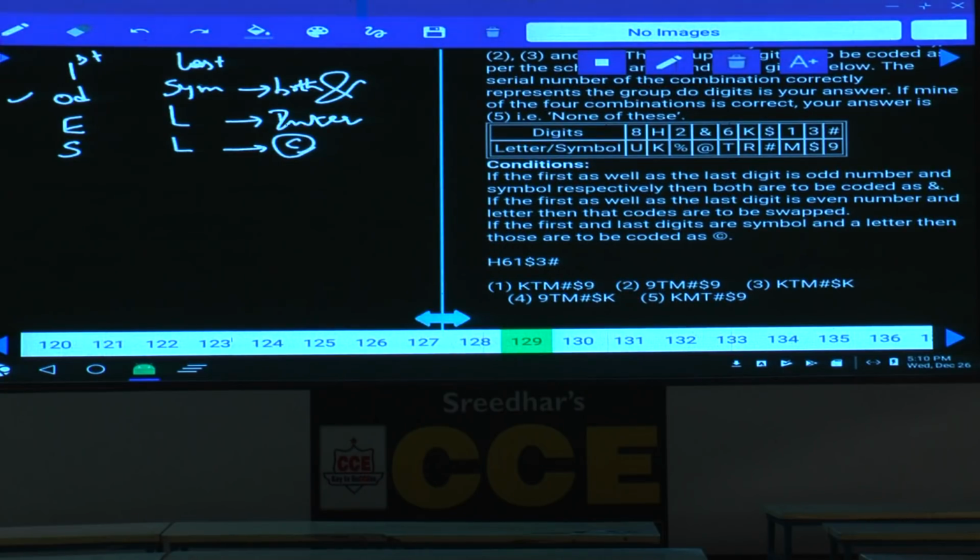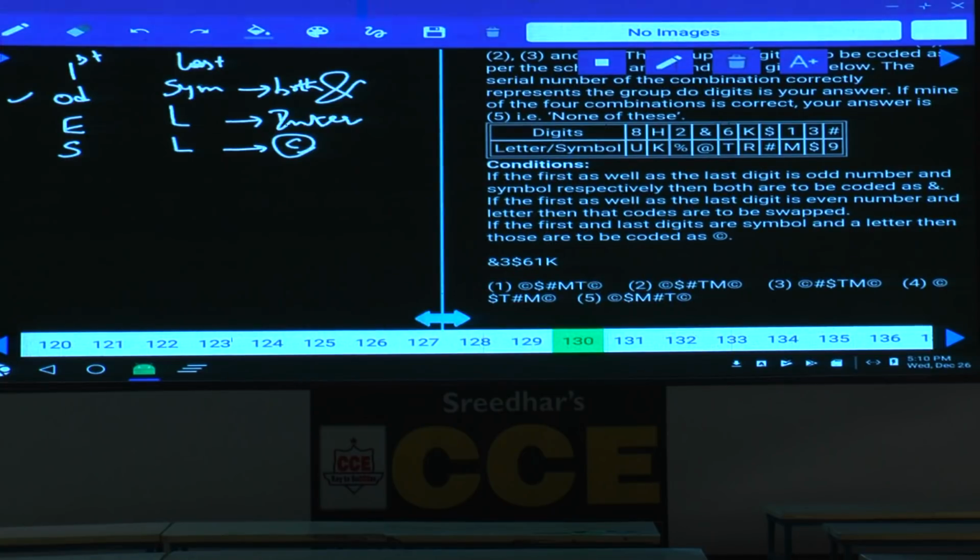Then coming to question number 129. Now, letter and symbol, is there any element here? No. Hence, directly according to the given table only. H stands for what? H is K. Next one, 6 stands for T, and 1 stands for KTM. KTM, how many are there? KTM, there are only 2. Then between these two, the last element is different. What is the last element here? Hash. What is the code to this word? Hash is 9. Hence, choice 3 is ruled out, choice 1 is the answer. 129, it is choice 1.